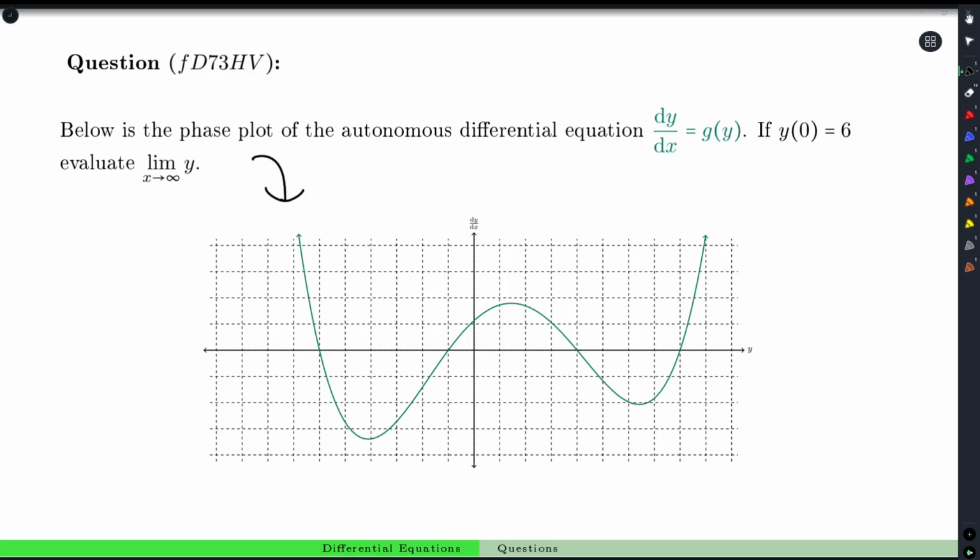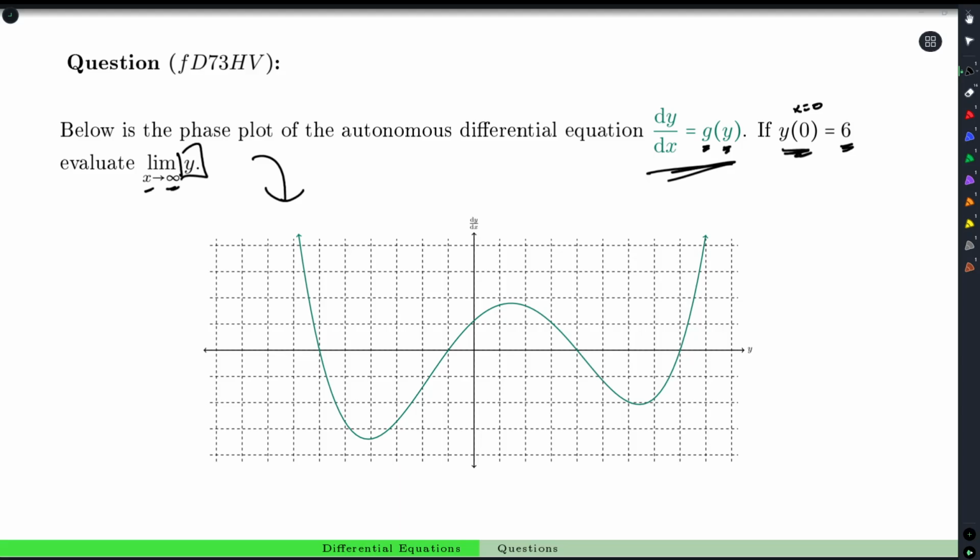Below is the phase plot for an autonomous differential equation. dy by dx is equal to some g function of just the output y. That's what makes it autonomous. If we've got a particular solution to this DE that satisfies y(0) = 6, so when x is 0, y is going to be equal to 6, evaluate the limit as x tends to infinity of this y solution.